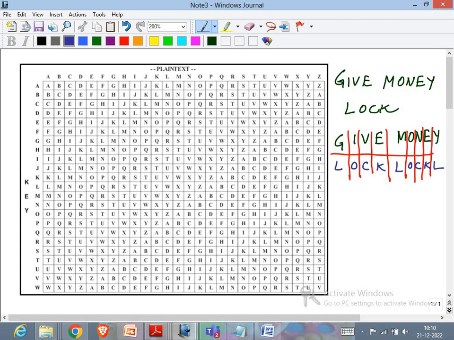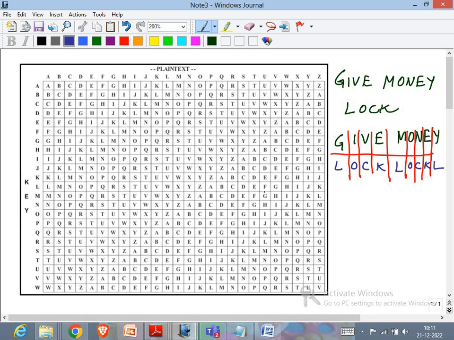Now, for a given table, we are making a table in which we first write down the plain text letter by letter. So "give money" is our plain text, and we write it one by one. Now we arrange the key in such a manner that, if required, we repeat the key again and again until the plain text and the key are of the same length. If you observe over here, LOCK has 4 letters, L-O-C-K. So we are repeating it a second time, LOCK.